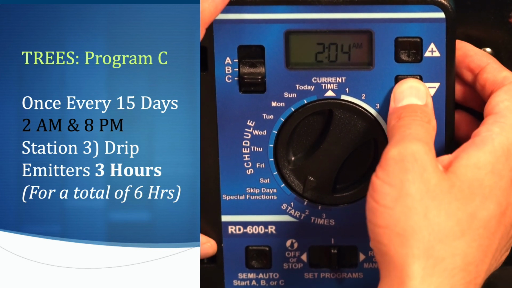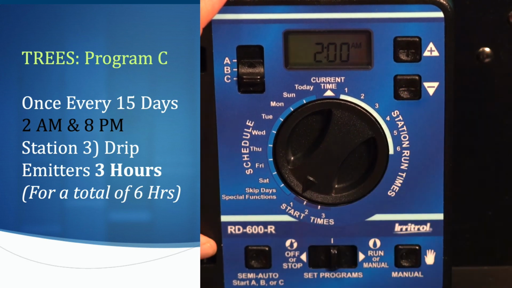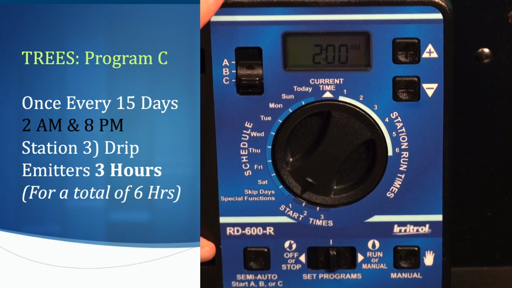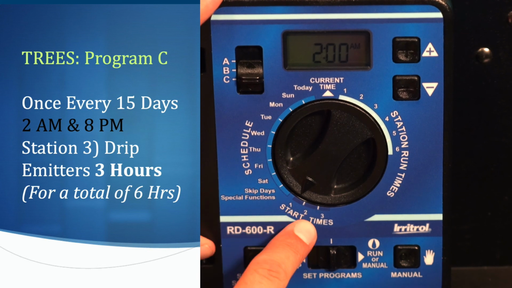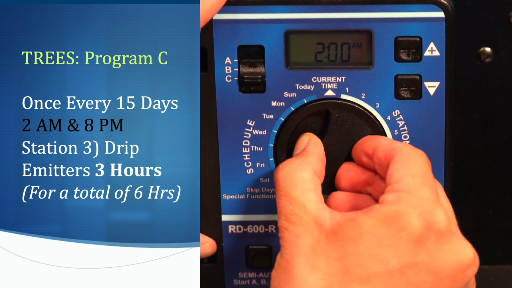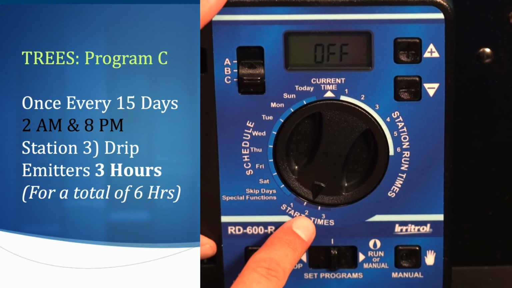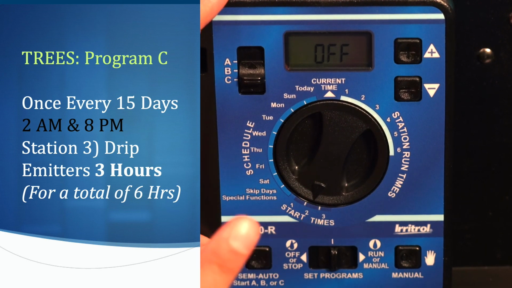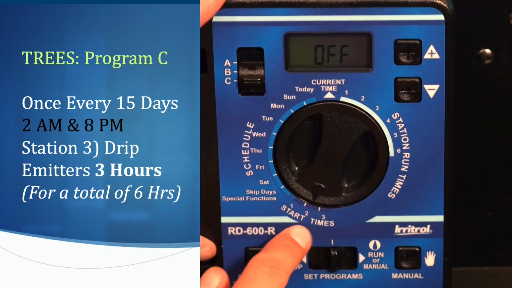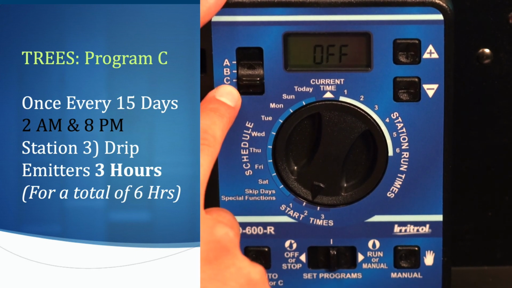start time. Now in this particular one, remember we said we want another start time in here. So what are we going to do? How are we going to get that in here? Well, you'll notice there's 3 slots for start times. So I'm going to turn this to this other one. And now we're on start time 2. Is this station 2? No. This is just a second start time related to program C.